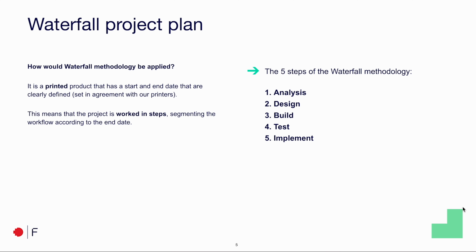As this is a printed product, it has a start and end date that are clearly defined. Knowing the exact print deadlines that are set in agreement with our printers means that the project is worked in steps, segmenting the workflow according to the end date. Following the 5 steps of the waterfall methodology, the project will go through analysis, design, build, test, and implementation.